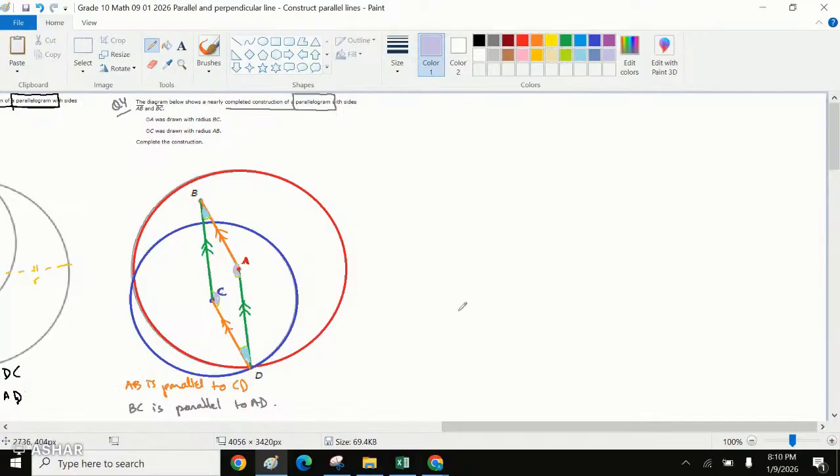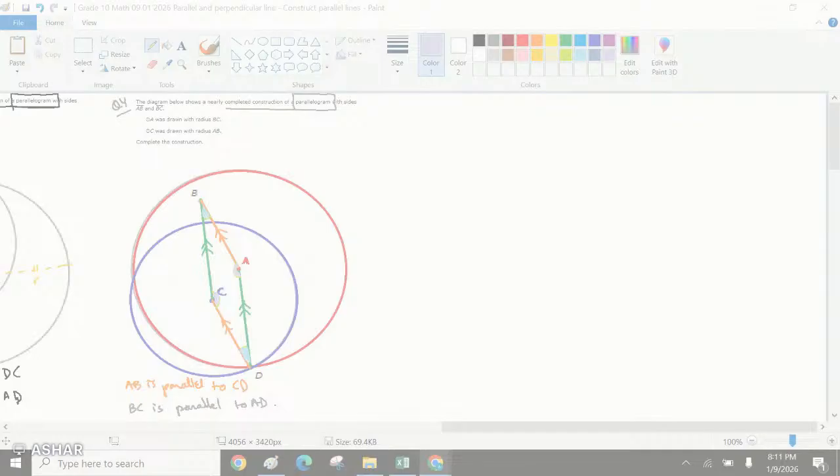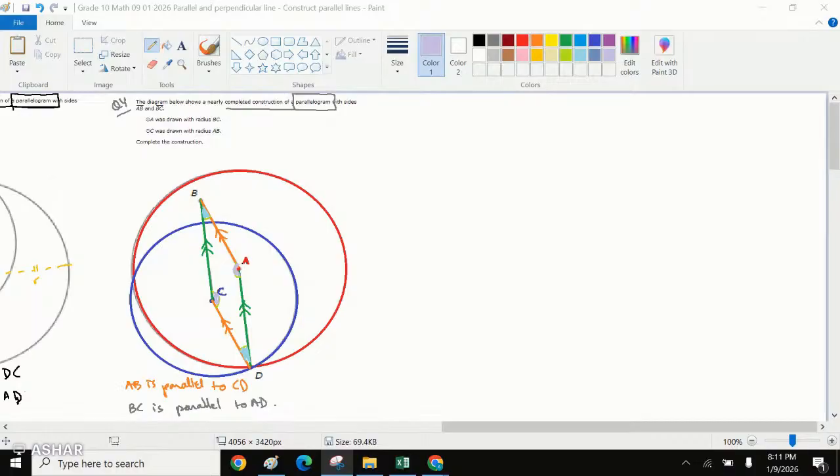Okay, moving ahead to the next question, let's see what is the given information. For the next question, the information given is very similar. The radiuses are given to us. We would see what exactly they want us to do in the question. Question number 5 states that the diagram below shows a nearly completed construction of a parallelogram. This was drawn from the radius and radius.